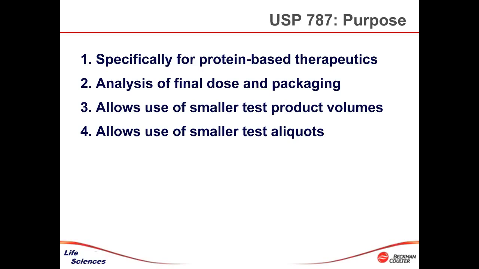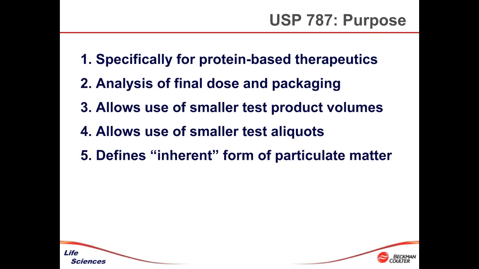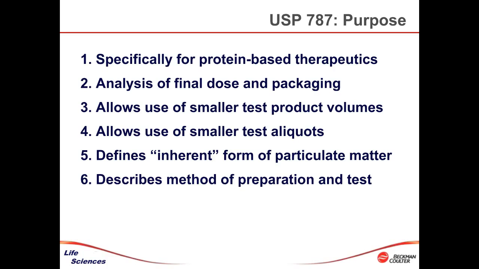Also, you can use under 787 smaller amounts of material to carry out the analysis. So no longer does it have to be a 5 milliliter pull, it can be a smaller amount. And this again is a cost savings and also a nod to the fact that most of the therapeutic doses for protein-based materials are relatively small. We're talking often less even than 1 milliliter for an injection. It also speaks then about an inherent form of particulate matter that had not been really brought to the fore before, as you'll see. And it goes through and, of course, describes a bit more the preparation and test, and those are different from the existing 788 method for general injectables.